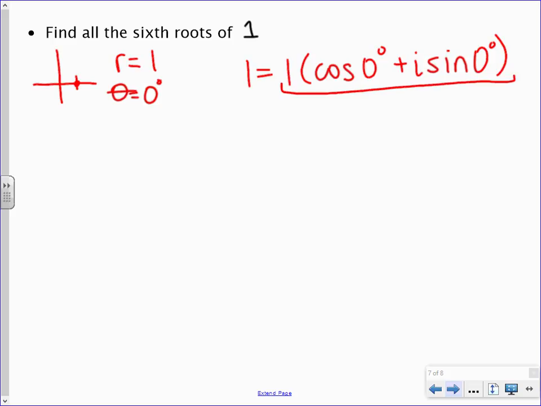You ready? Let's do this. We will start with k equals 0. Remember, we want the 6th root of r, since we're finding 6th roots. And then for our angle, we're going to take the angle plus, in this case, 360 times k over 6, since n is 6.